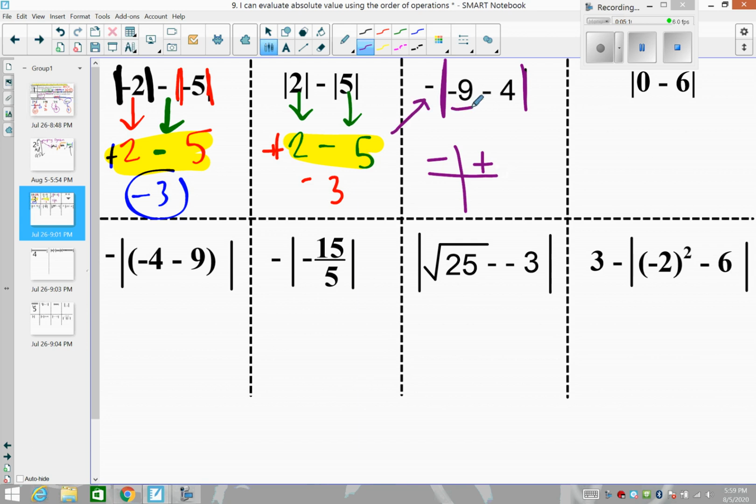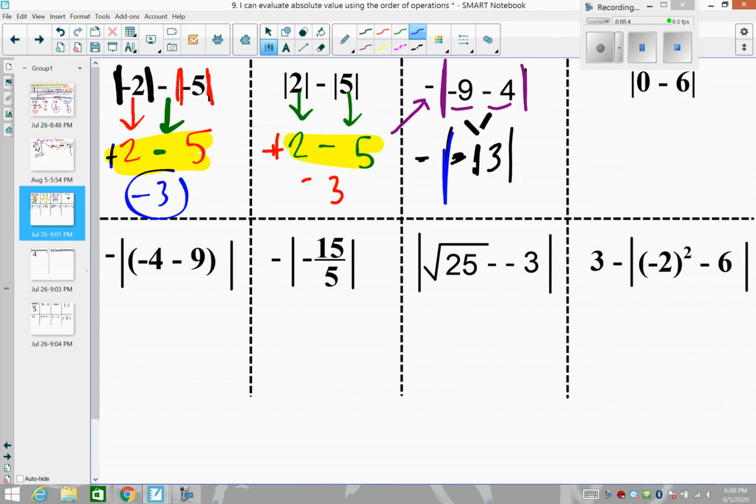But we have 9 players on team negative. We have 4 players on team negative. So the result of that is that everybody is on team negative. So we have 9, 10, 11, 12, 13 players on team negative. So all of these players are on team negative inside the absolute value bar. Opposite once we get out.